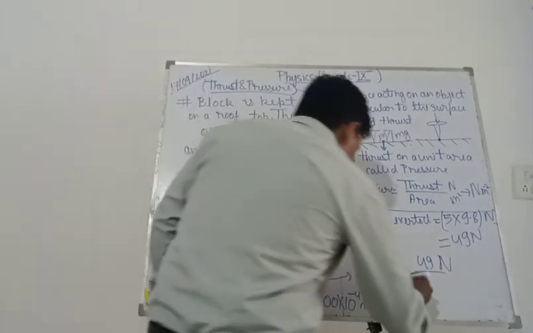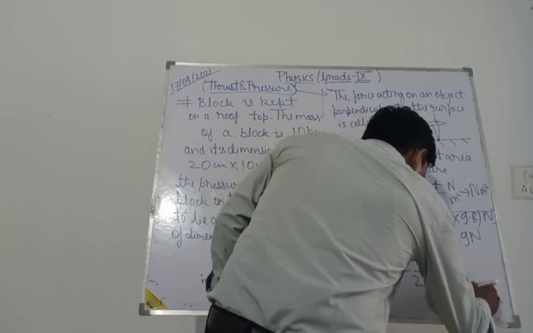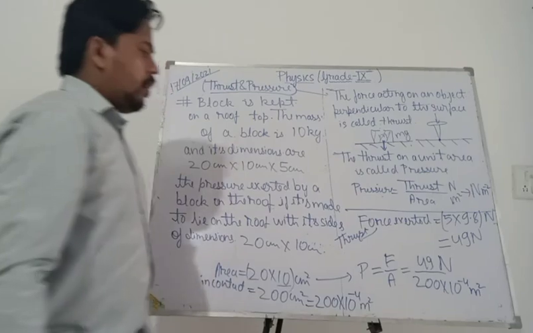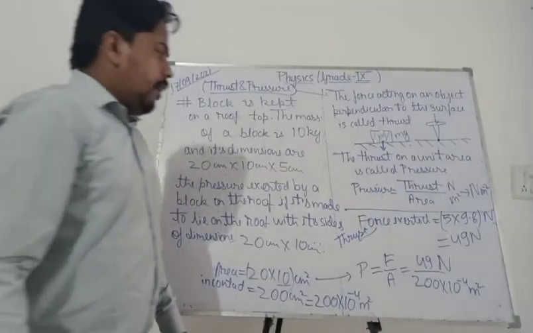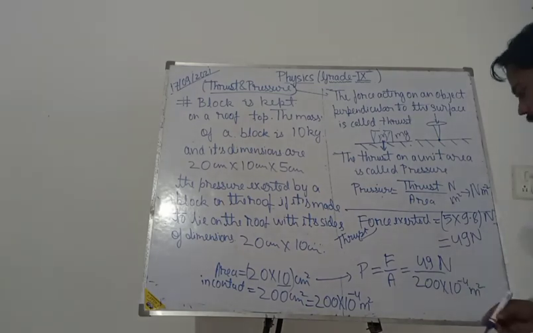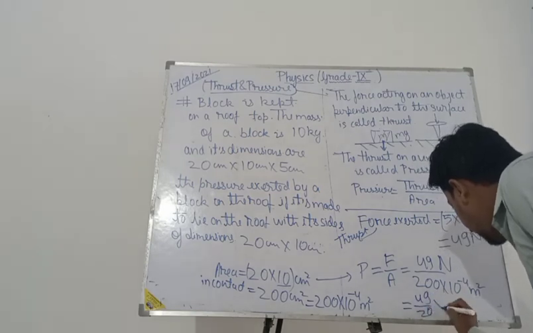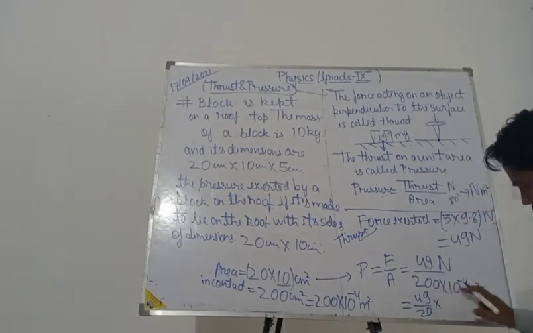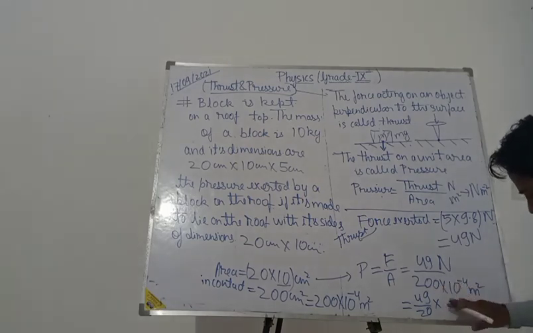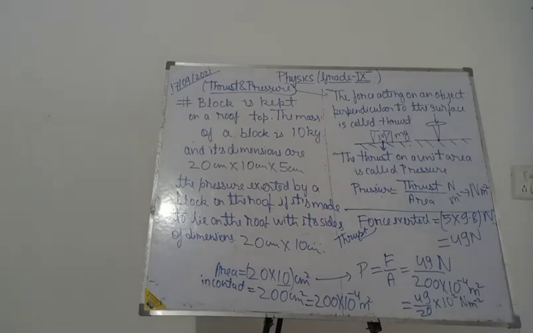Now we just substitute the value here: 49 upon 200 into 10 to the power minus 4 meter square. From here we will get the value of pressure in Newton per meter square. Let us simplify: 49 upon 2 into 10 to the power minus 2 in the denominator, and when 10 to the power minus 2 goes up, it becomes 10 to the power 2 Newton per meter square.